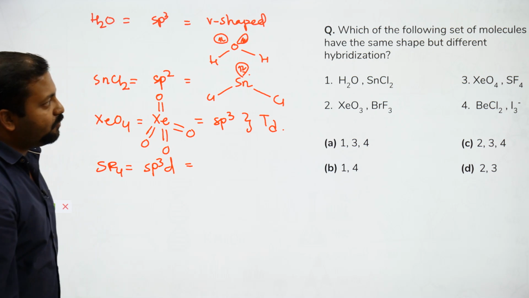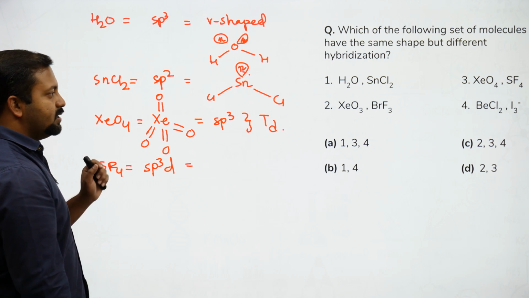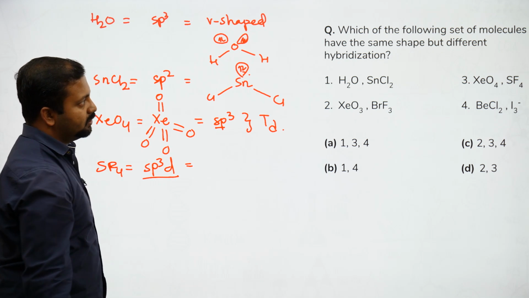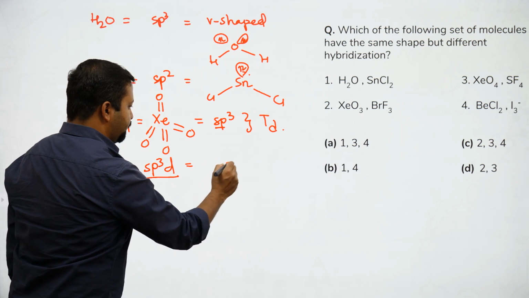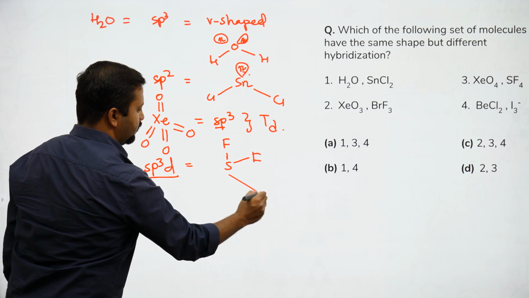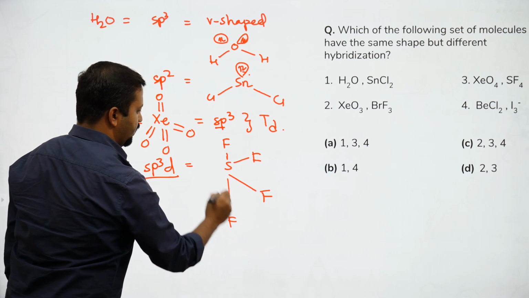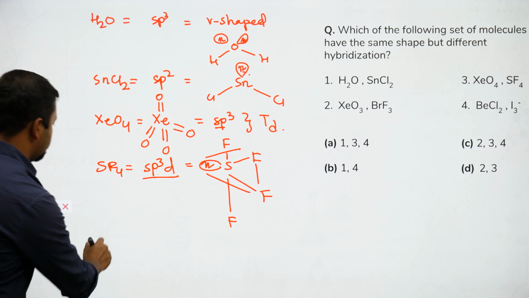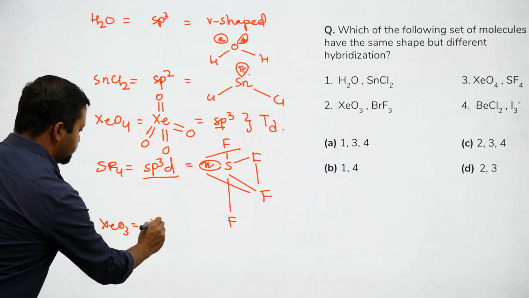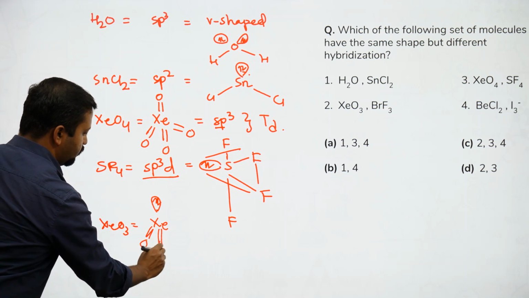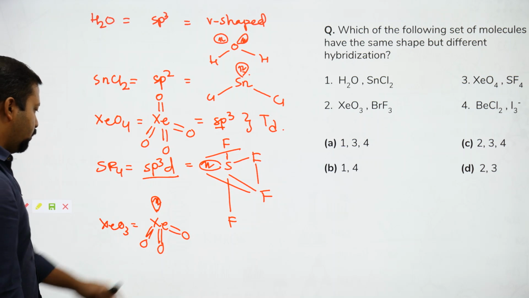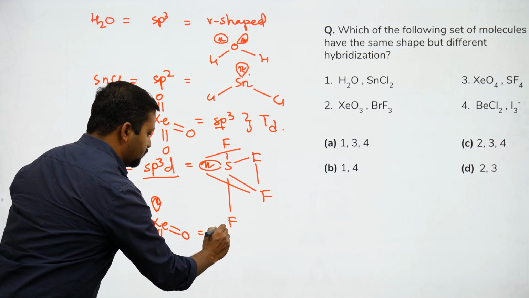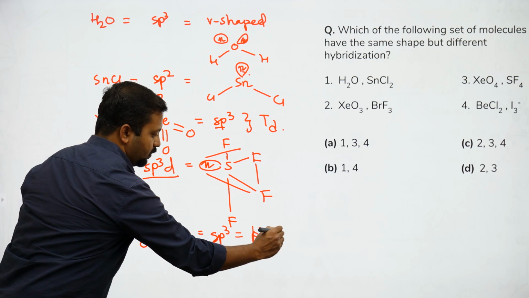What we have to identify? Same shape but different hybridization. So hybridization is sp3, hybridization is sp3d. So SF4, I'll write it like this, F, there will be a lone pair. Let's take XeO3, xenon, lone pair, double bond O, double bond O, double bond O. How am I doing this? 6 electrons, 7, 8. Hybridization is sp3, shape would be pyramidal.